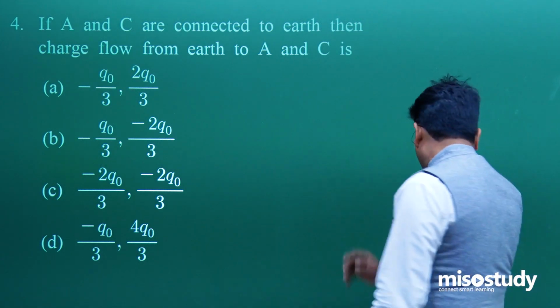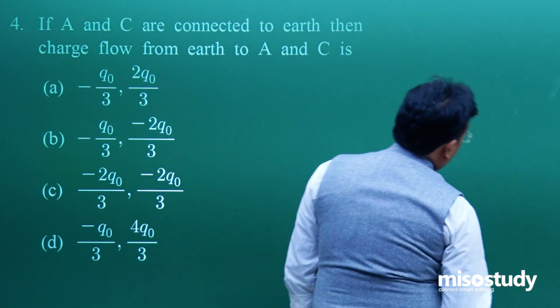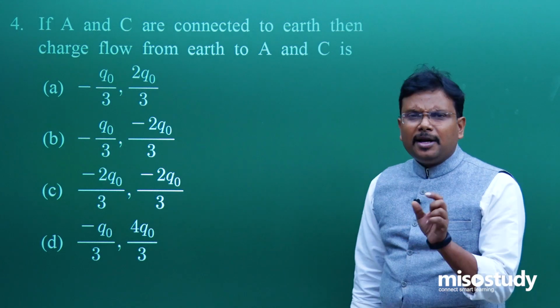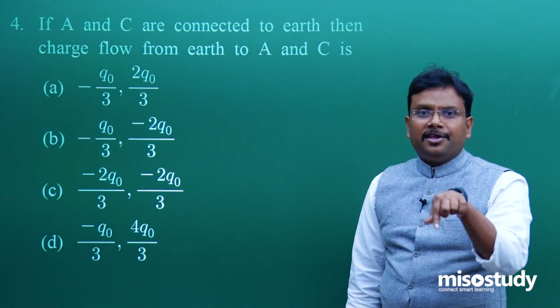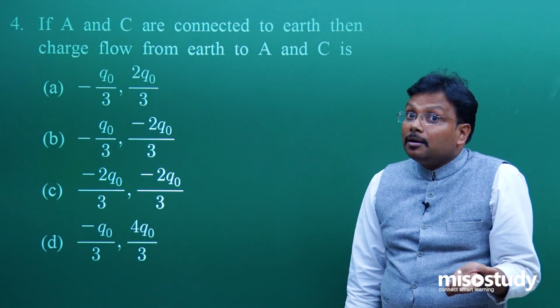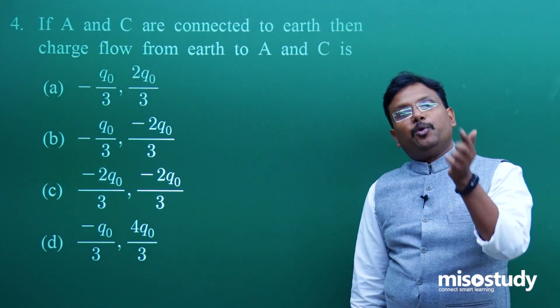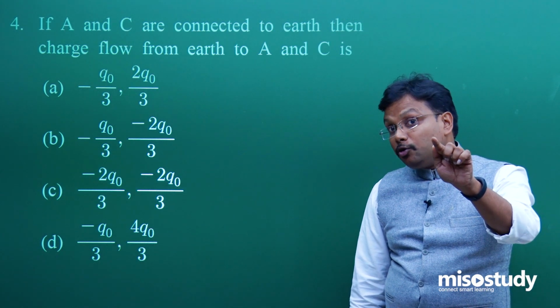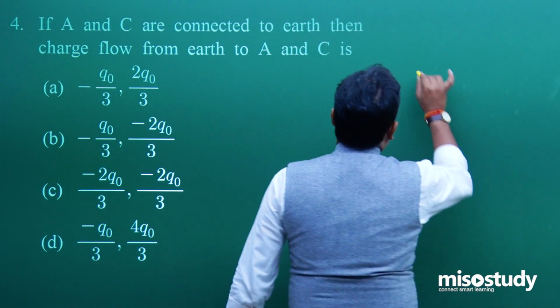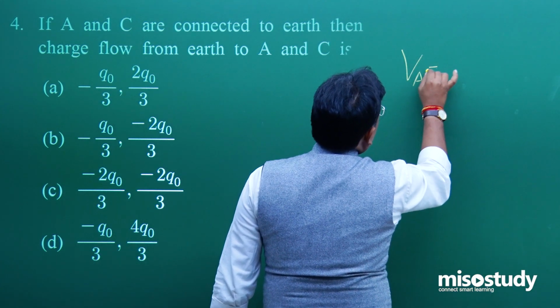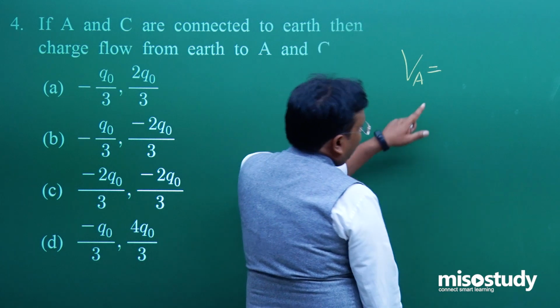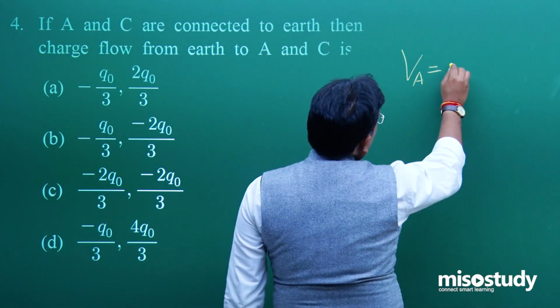So, out of these 4 options, which is the correct option? Now, students, the moment you connect A and C to the ground, what will happen? After earthing, the potential of A and C is going to be 0, fine. So, VA is finally 0, fine. So, VA is equal to 0.